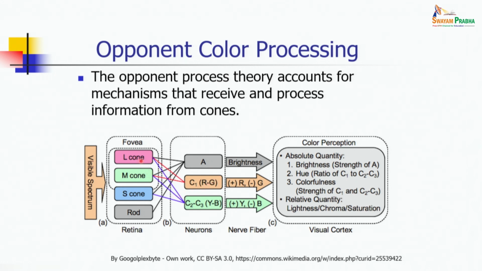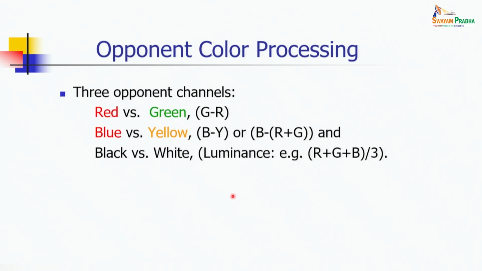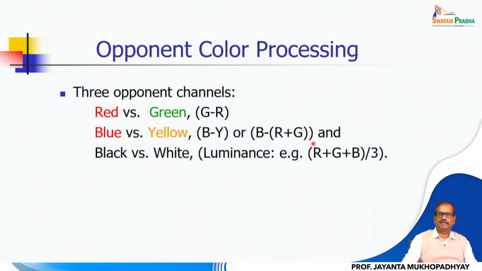R is basically the long cone, so the L and M cones give channel 1, where green is inhibiting and red is exciting, or L is exciting and M is inhibiting. And for the S cone, it is R plus G minus B. So all three cones are active. Y is basically represented as R plus G. So these representations could be in this way also: G minus R and B minus Y, that is B minus R plus G.